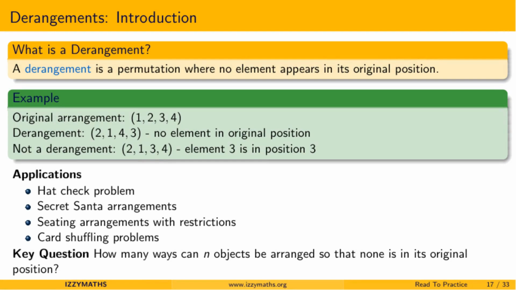Now let's explore a fascinating application of PIE, derangements. A derangement is a permutation where no element appears in its original position. For example, if our original arrangement is open parenthesis 1, 2, 3, 4 close parenthesis, then open parenthesis 2, 1, 4, 3 close parenthesis is a derangement because no element is in its original position. However, open parenthesis 2, 1, 3, 4 close parenthesis is not a derangement because element 3 is in position 3.